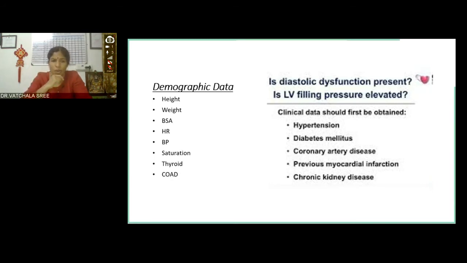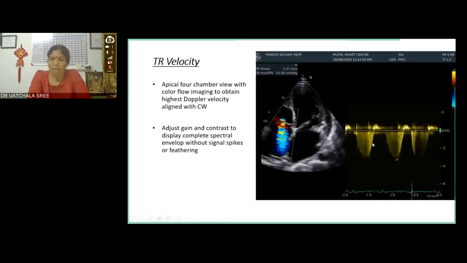Now, why have I included COAD here is for an important point. Pulmonary hypertension has been given so much importance as one of the parameters for assessment of diastolic dysfunction, but only in the absence of lung disease. If the pulmonary hypertension is a part of COPD or any right heart problem, then you can't take that into consideration when assessing for diastolic dysfunction. That is why it is important to establish whether the patient is suffering with COPD, asthma or any other pulmonary problem that might be contributing to the pulmonary hypertension.